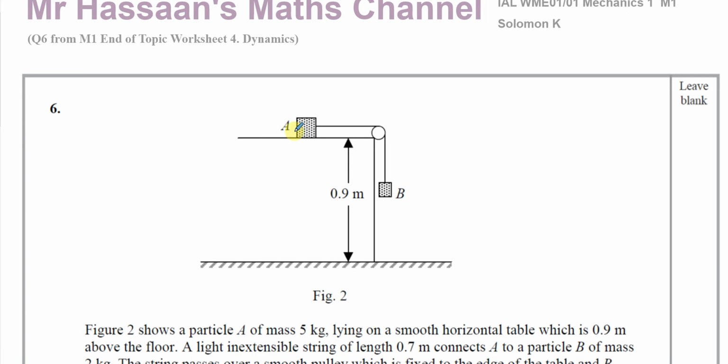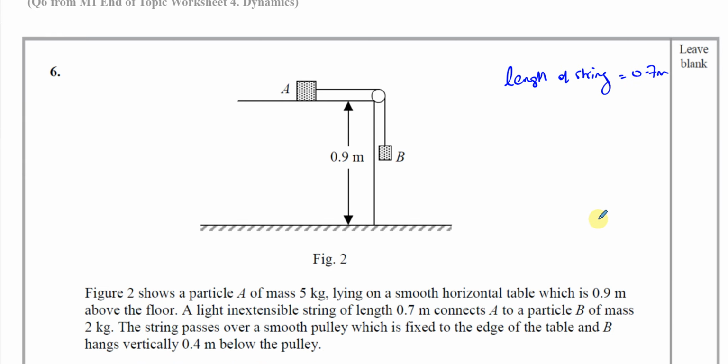So that means the length of the string altogether is 0.7 meters. These are important points that will help us to answer the question. The string connects A to particle B of mass 2 kilograms. This is 2 kilograms, this is 5 kilograms.